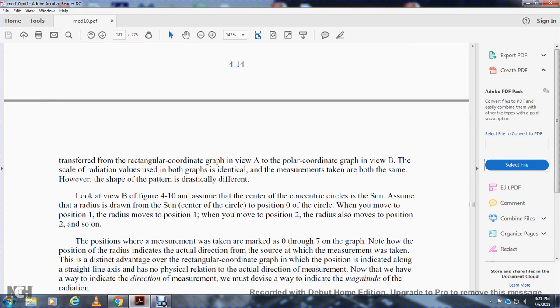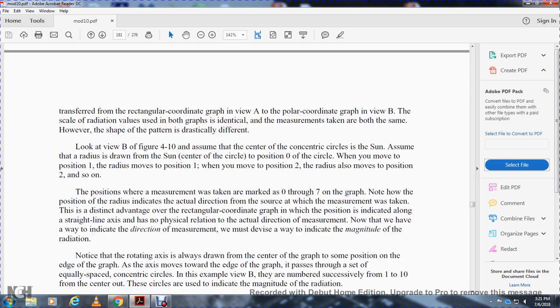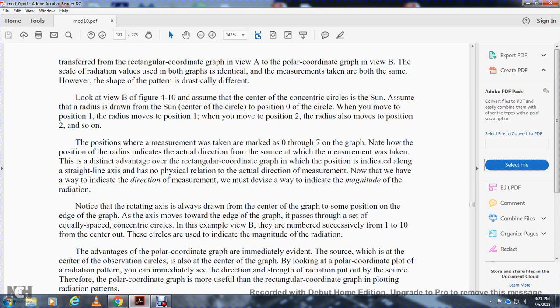Look at figure 4-10. Assume the center of the concentric circles is the source. The radius is drawn from the source to the center of the circle at position 0. When the circle moves to position 1, the radius moves to position 1, when it moves to position 2, the radius moves to position 2, and so on. The points where measurements were taken, marked 0 through 7 on the graph, now have a radius to indicate the actual direction from the source at which the measurement was taken. On the rectangular coordinate graph, the position is indicated along a straight-line axis that has no physical relation to the actual direction of the measurement.